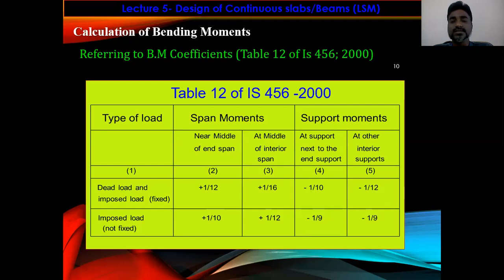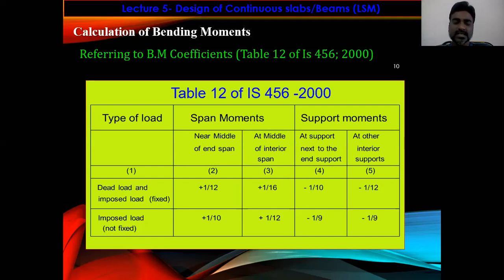The three conditions: the beam or slab should consist of a minimum of three spans, right? Next, it should consist of only UDL loads. In our case, it has more than three spans and only UDL loads. Next important is the difference between any two spans. The difference between any two spans should not be greater than 15% of the longest span.